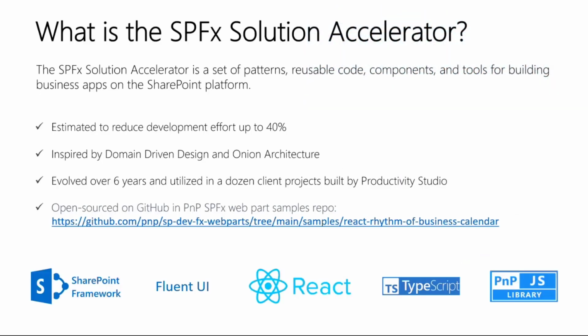Today, I'll be presenting on the live update feature in our SPFx solution Accelerator, but first, a quick overview of the Accelerator. It's a set of patterns, reusable code, components, and tools that are created for building business apps on the SharePoint platform. It has evolved over the last 6 years, and we've used it in the productivity studio to build a dozen business apps over that time. The Accelerator is open source, and we've published a complete app to demonstrate its features. The SharePoint framework sample is named React Rhythm of Business Calendar.